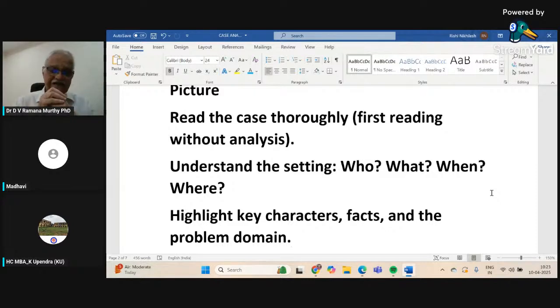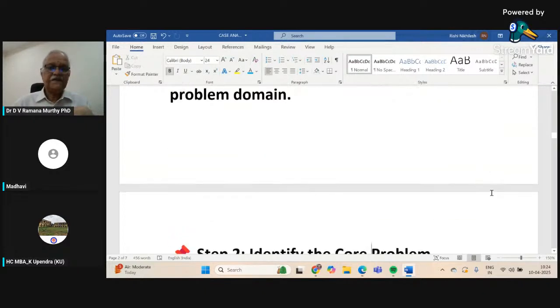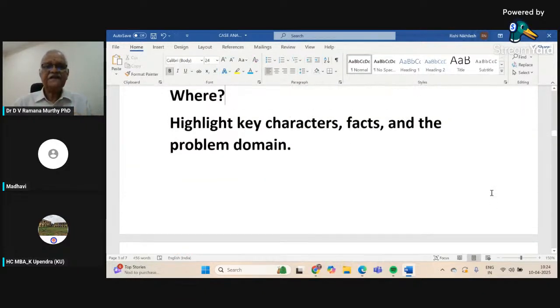Then understand the case setting. It can be of different subject areas: finance, operations, HR, marketing, or management information systems scenarios, whatever may be the case. Understand the setting. Who, what, when, where are the questions that we need to ask, depending upon the case. I'm generalizing it. Next is highlighting the key characters, facts, and the problem domain.